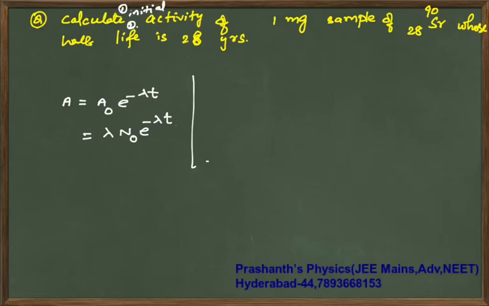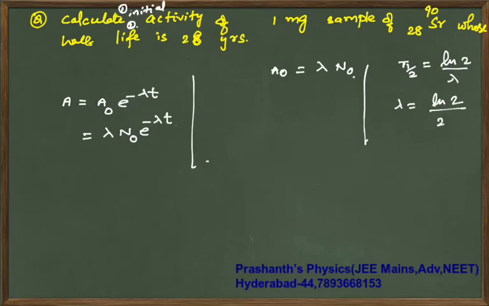So initial activity A naught is equal to lambda times N naught. Now if we know the half life, T half is ln 2 by lambda. So your lambda is ln 2 by T half, which is 28 years. You have to be very clear with the unit, because that will eventually change the equations. So ln 2 by 28 years.